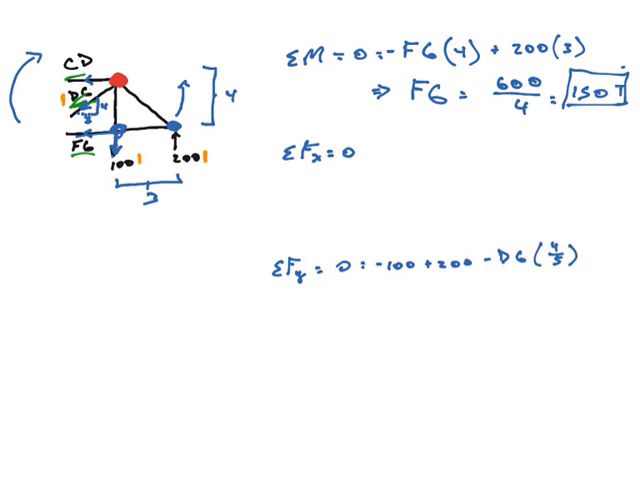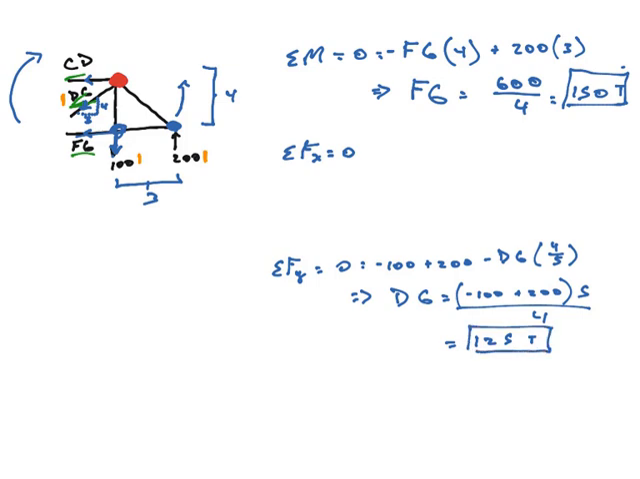And those are all of my Y forces. 100 down, 200 up, and the Y piece of DG. There they are. Set it equal to 0, and I solve for DG. DG is going to be minus 100 plus 200 times 5, all divided by 4, which is 100 divided by 4, which is 25. 25 times 5 is 125. That's a positive number. Positive means the direction I guessed for DG was correct. In this case, again, I guessed DG in tension away from the joint, so I was right. DG is 125 in tension.